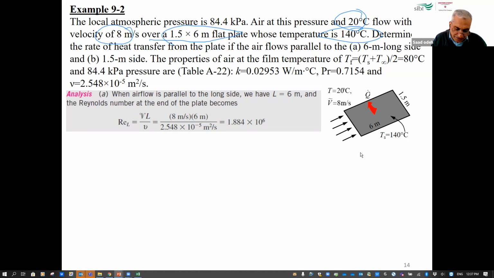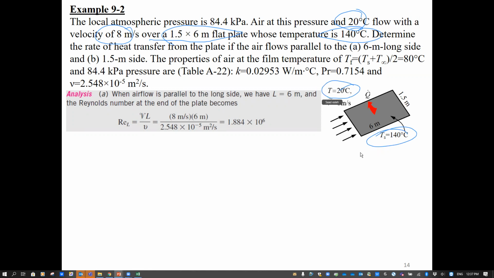The temperature of the surface is 140. The temperature of air is 20. So it's a cooling process, correct, because the air is flowing over a hot surface. We are trying to cool the surface by using forced air above the surface, right? So what we want to find here is to determine the rate of heat transfer from the plate. We already have been given this information.